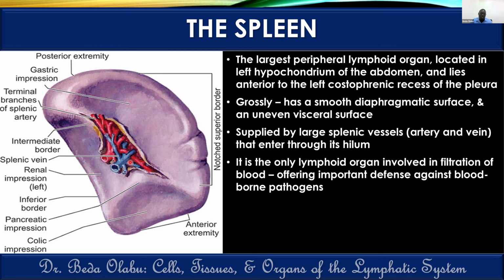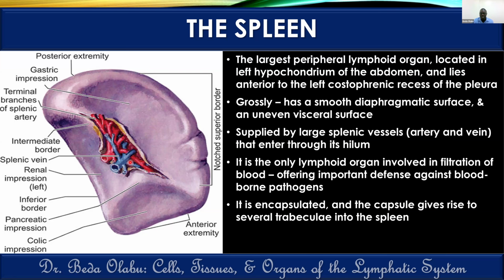Important to note is that the spleen is the only lymphoid organ involved in filtration of blood. Lymph nodes will filter lymph within lymphatic vessels, but the spleen filters blood. So it's very important. It's the only one, and because of that, it's very important in offering defense against blood-borne infections.